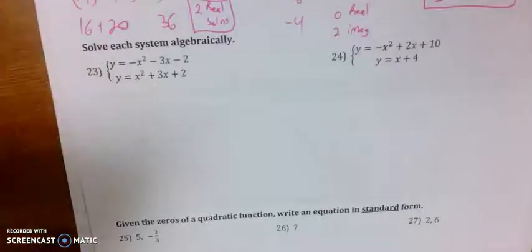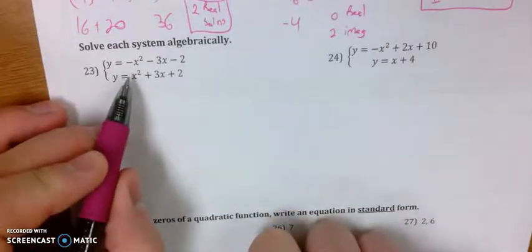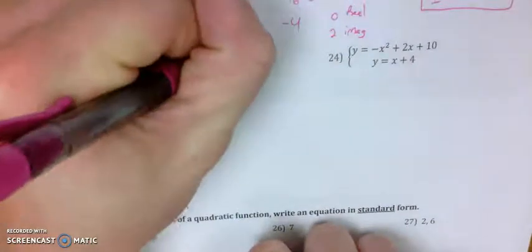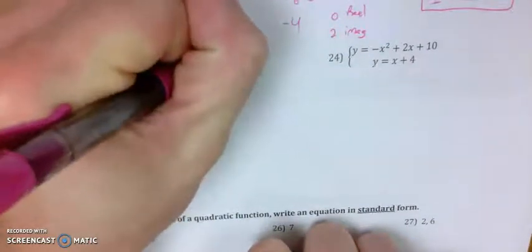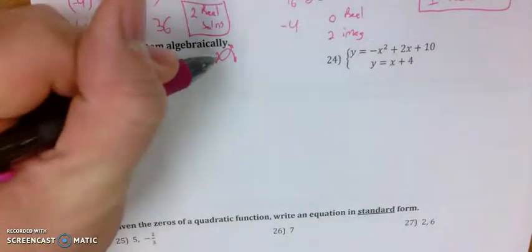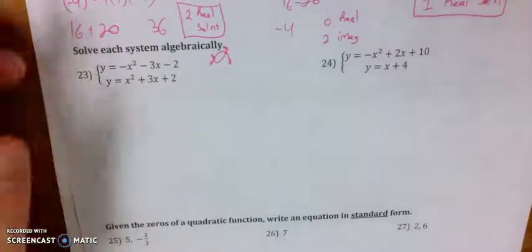Now we're going to be solving systems algebraically. Here we've got two separate parabolas. If I kind of visualize what these would look like, I've got a downward opening parabola and an upward opening parabola. So without knowing specifics about vertex or y-intercept, I can predict that chances are they're going to intersect at two separate points.